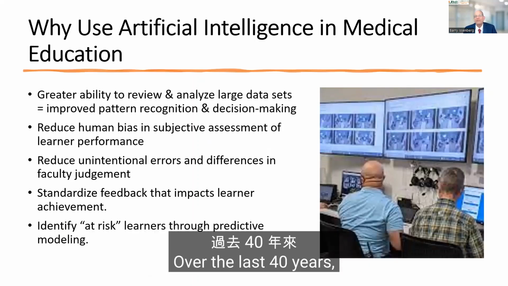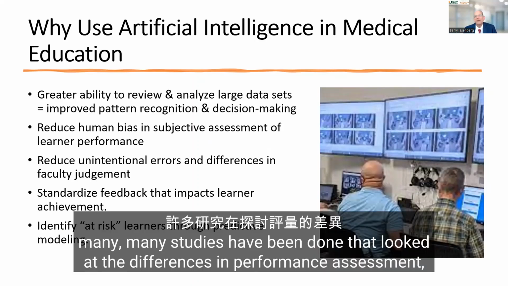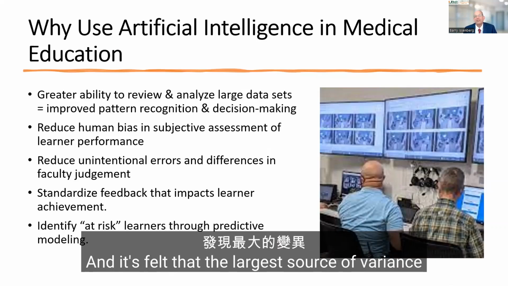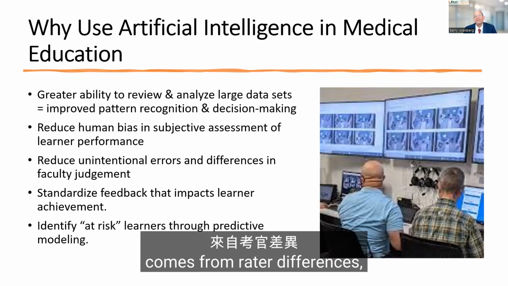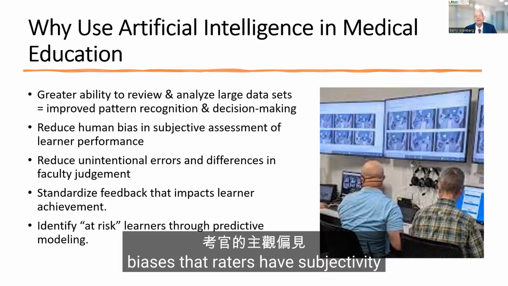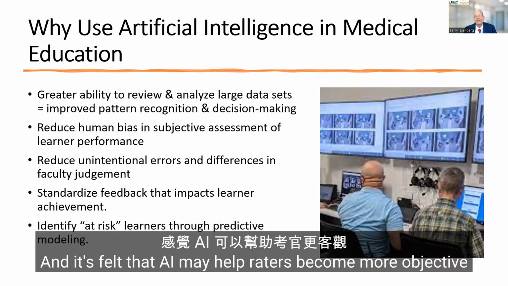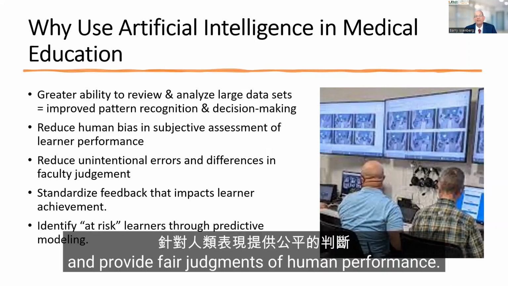Over the last 40 years, many studies have been done that looked at the differences in performance assessment. For instance, how raters judge students in OSCEs. It's felt that the largest source of variance comes from rater differences, biases raters have, subjectivity that raters have, that's different than the objective performance of learners. And it's felt that AI may help raters become more objective and provide fair judgments of human performance.